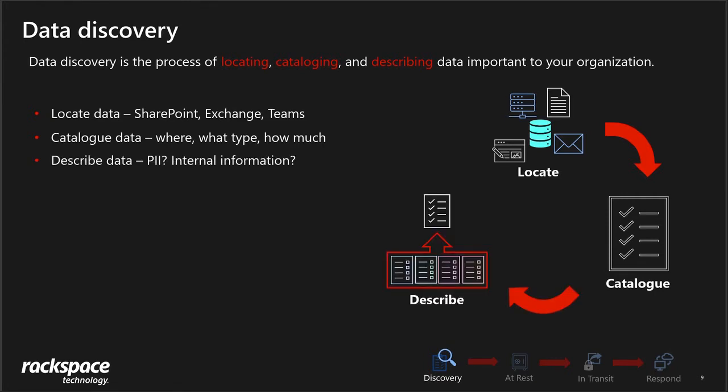And third, you have to describe that data. So once you've cataloged it, what and where, what type it is and how much, then it's good to start describing it. And by describing it, I mean you're getting into the details of what it might contain. What about that data makes it something that you need to protect? Does it have PII in the data? Does it have customer social security numbers or credit card numbers in there?